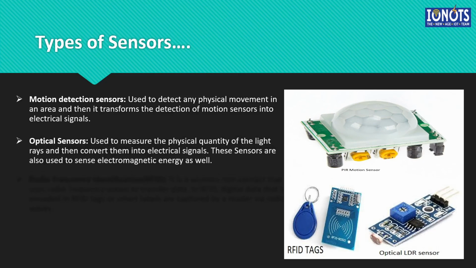The next class of sensors are optical sensors. Optical sensors are used to measure the physical quantity of light rays and then convert them into electrical signals. These sensors are also used to sense electromagnetic energy. Optical sensors have many applications. They are used in Xerox machines, in computers, in heart rate monitors, etc.